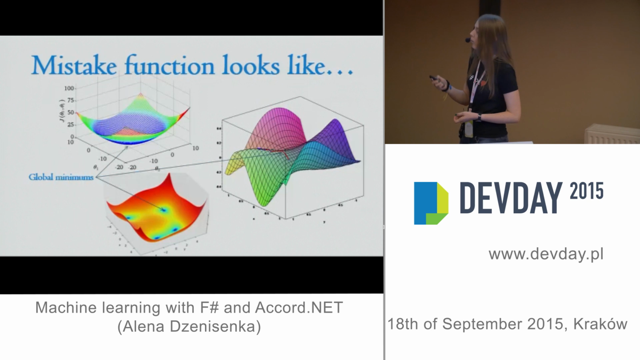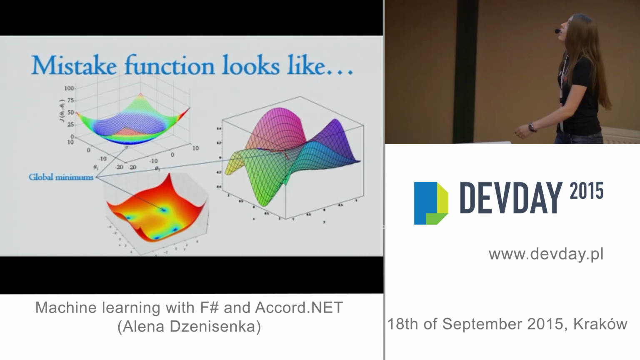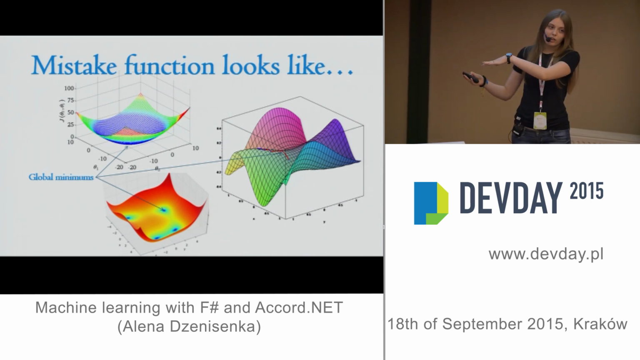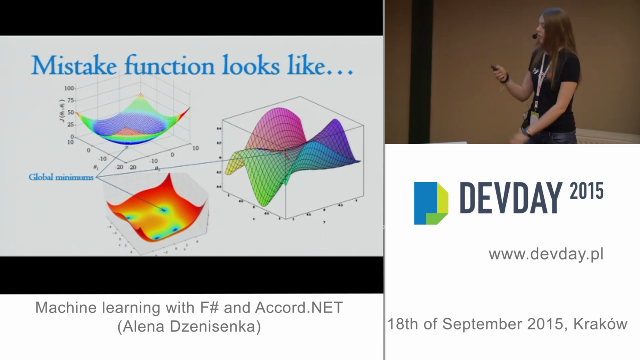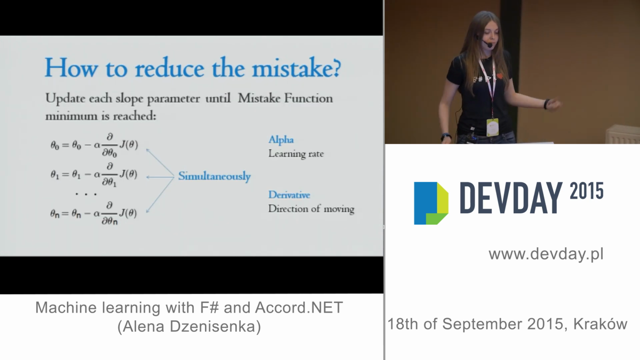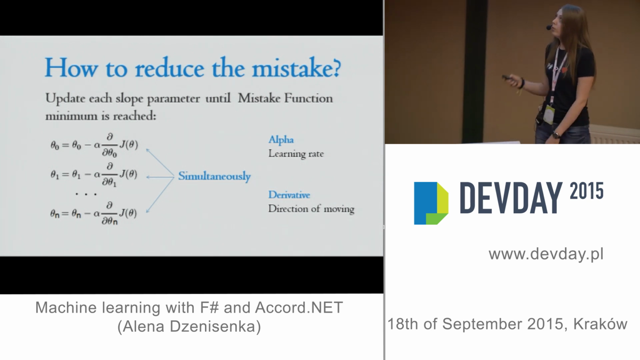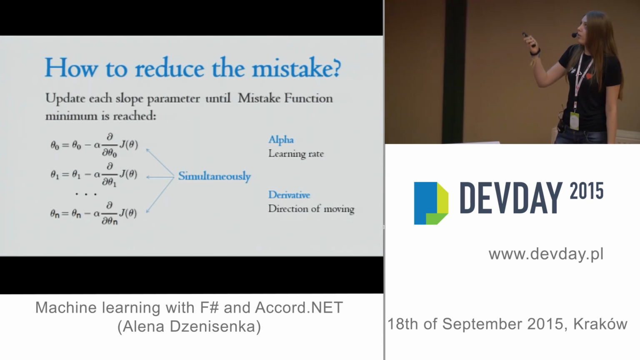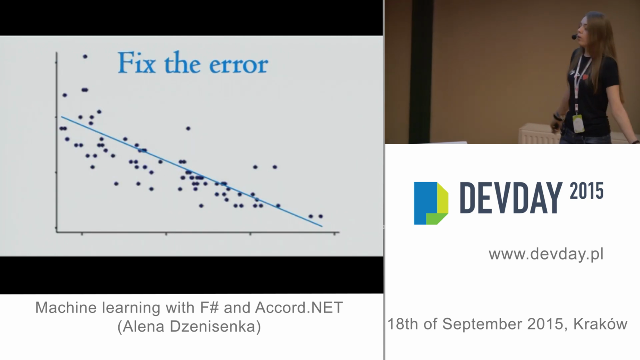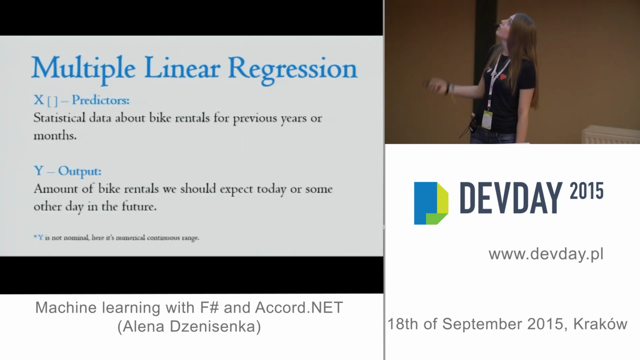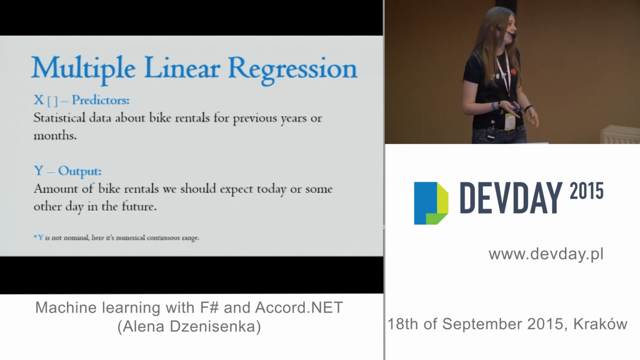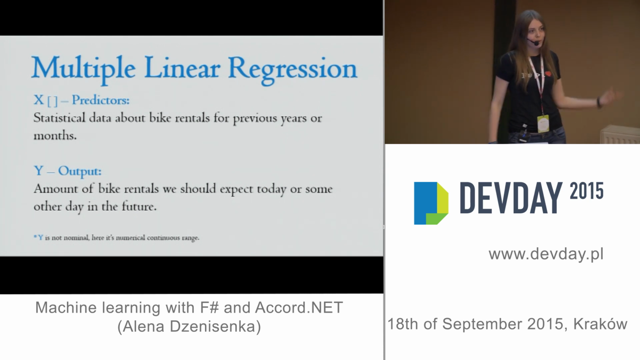But how do we know if we reach the minimum? The derivative in the minimum will be very close to 0 or 0. So after we minimize the cost function, we'll know the correct values for all our theta parameters. So we will be able to draw the correct line through all our training samples. That was the simplest case of linear regression, when we have only one input and one output.